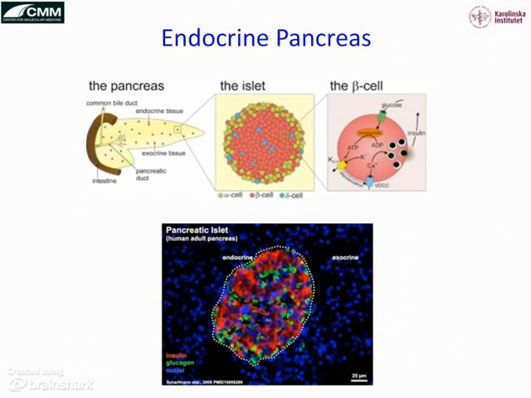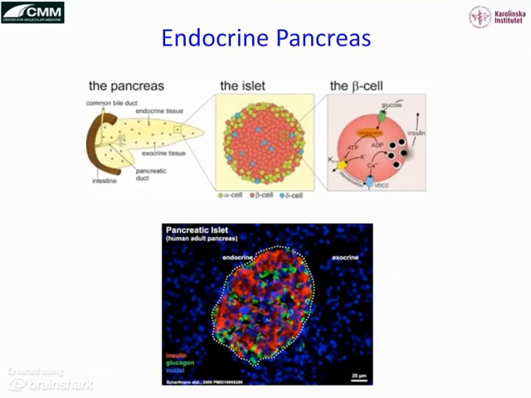On the second slide, one can see a cartoon of the organization of the pancreas. On the left-hand side, the cartoon shows that the pancreas is comprised of both endocrine and exocrine tissues. In the middle you see the basic building block, the islet of the endocrine tissue, which is comprised of different cell types. On the top right you see the beta cell, which is a cell of interest, which is responsible for producing insulin in response to glucose.